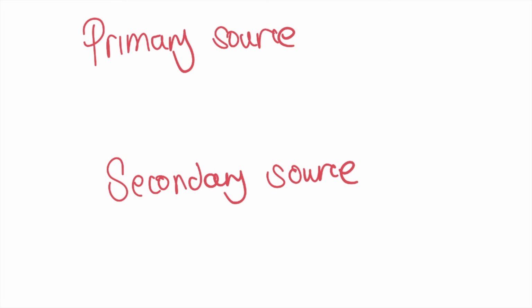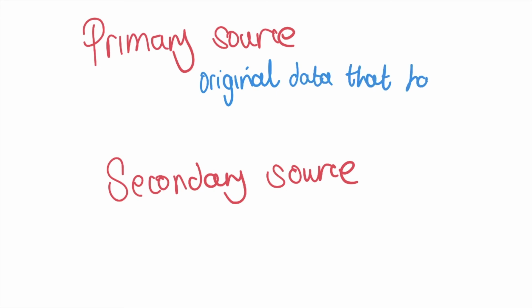So a primary source of data means that it has been collected from an original person. So it's freshly taken data, original data that has been gathered. So maybe you've gone and you've asked everyone in year 7 what their favorite shoe color is.